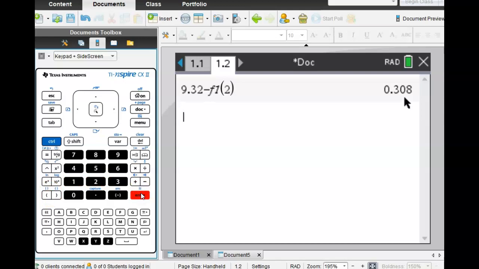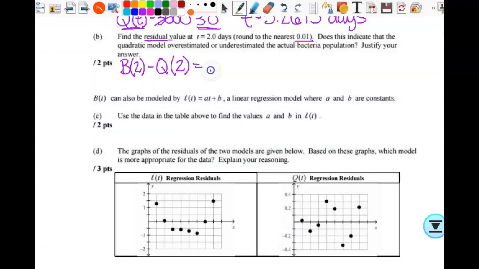That gives me 0.308. So the calculator said 0.308, which is 0.31 because of this. All right, so does this indicate that your quadratic model is overestimated or underestimated? The actual bacteria. So if this is my line, which I know isn't really a line, but it doesn't matter, I have the actual has to be bigger than this because I got a positive number.